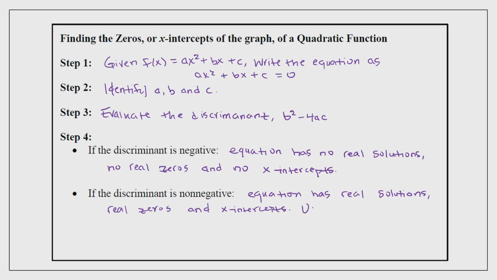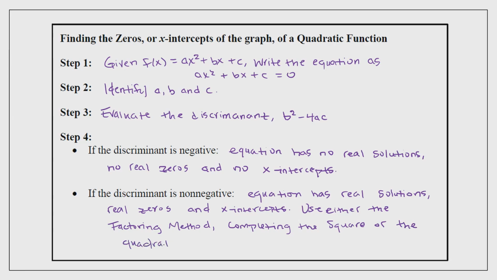And this is where you will use either the factoring method, that's where you use the zero product property, completing the square, or the quadratic formula to solve for x.